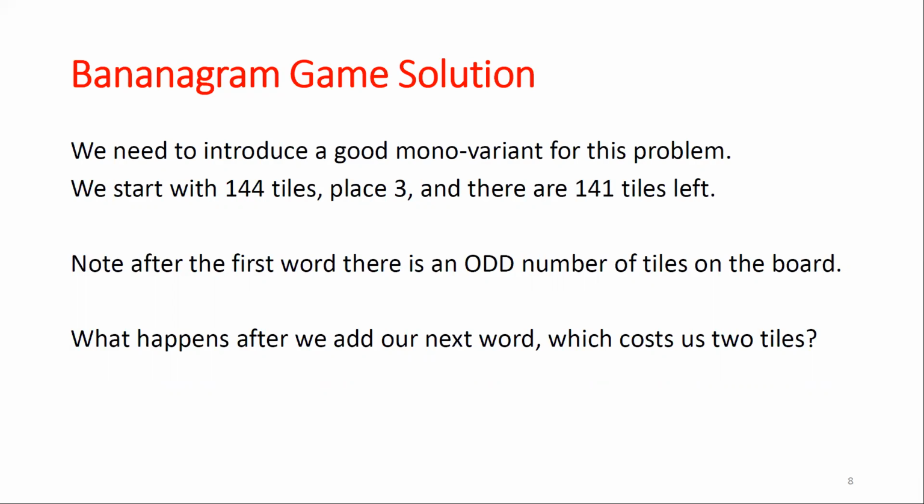So as was remarked, when we put down the first word, we're left with an odd number of tiles. And so here's our monovariant. It's the number of tiles that we have left to place, and it's always going to be an odd number. Well, if you want, you could view it as an invariant. The number of tiles left to place is always odd, so there's no way we can ever hit 0.